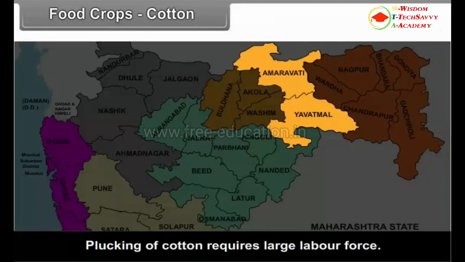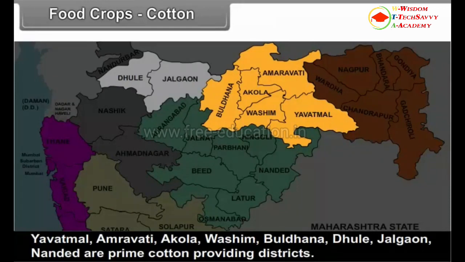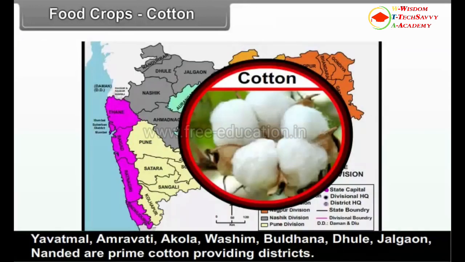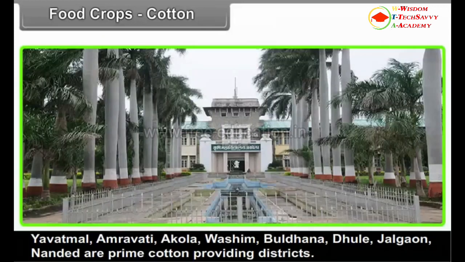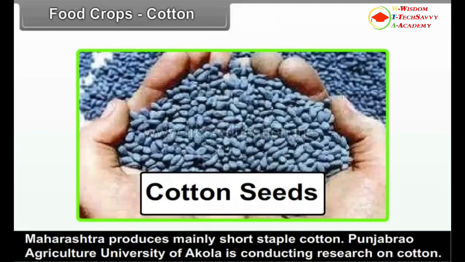Yavatmal, Amravati, Akola, Washim, Buldhana, Dhule, Jalgaon, Nanded are prime cotton providing districts. Maharashtra produces mainly short staple cotton. Punjab Rao Agriculture University of Akola is conducting research on cotton. It has been successful in developing seeds for BT cotton and CAHS 468.